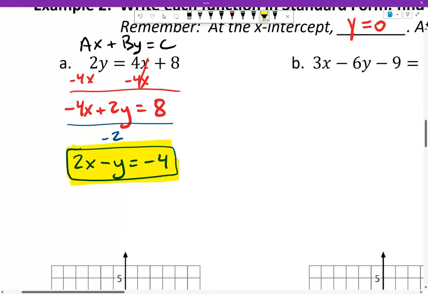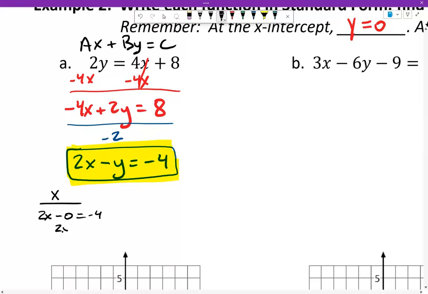All right, now let's find our x and y intercepts. So at the x-intercept, y equals 0. So I'm just going to put 0 in for y. I've got 2x minus 0 equals negative 4.